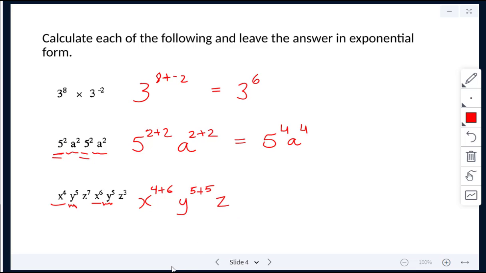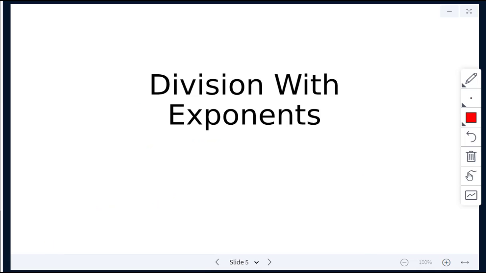And then we have z to the power of 7 and z to the power of 3. So 7 plus 3. Looks like they're all adding up to 10. So the final here simplified would be x to the power of 10, y to the power of 10, and z to the power of 10. Next, we are going to look at division with exponents.